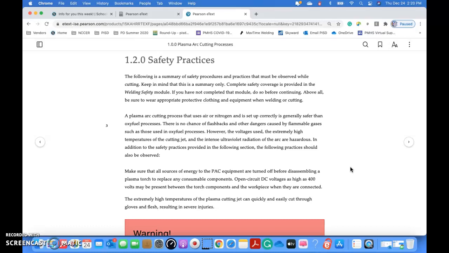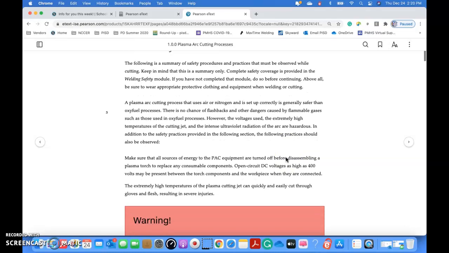A plasma arc cutting process that uses air or nitrogen, we use compressed air in our shop, and is set up correctly, is generally safer than oxyfuel. There is no chance of a flashback or other dangers caused by flammable gases such as those in oxyfuel. However, the voltages used are extremely high. The voltages used, the extremely high temperatures of the cutting jet, and the intense UV radiation of the arc are hazardous. In addition to the safety practices involved in the section, the following practices should also be observed.